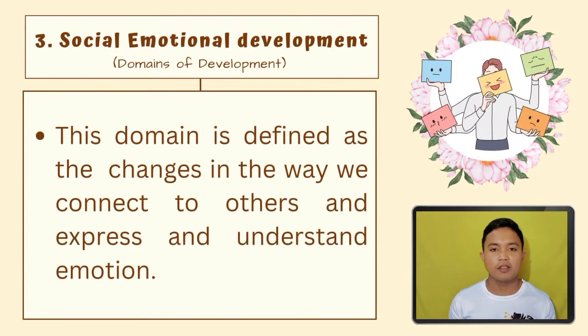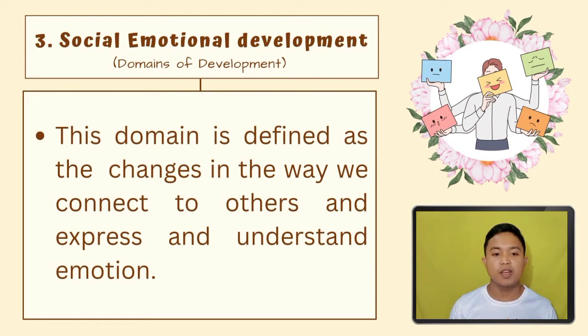The third domain is the social emotional development. The social emotional domain includes a child's growing understanding and control of their emotions. They also begin to identify what others are feeling, develop the ability to cooperate, show empathy, and use moral reasoning. This domain also includes developing attachments to others and learning how to interact with them. For instance, children learn how to share, take turns, and accept differences in others.